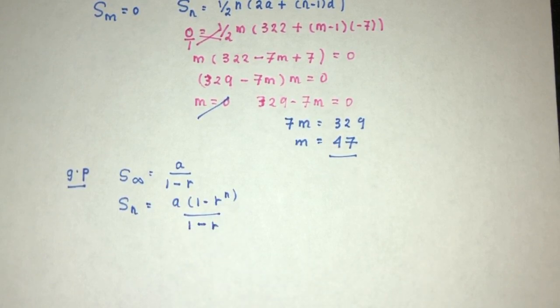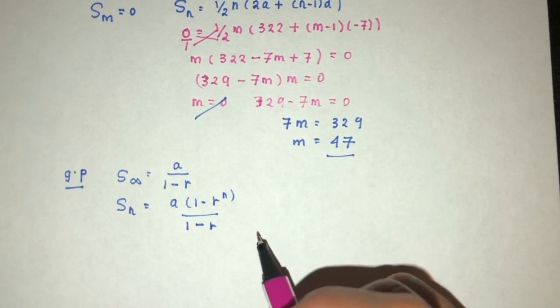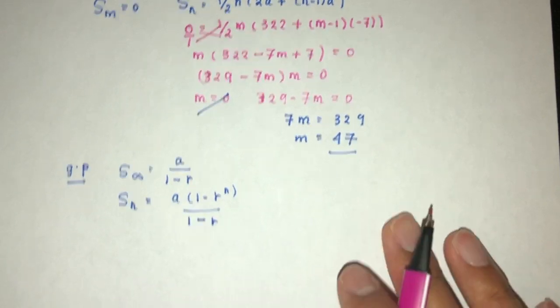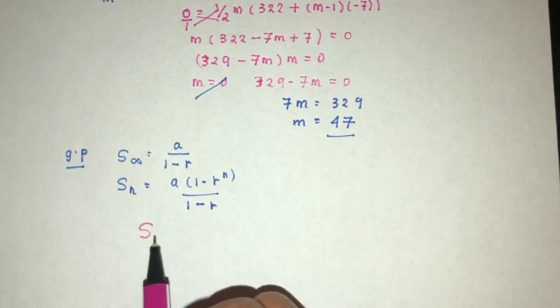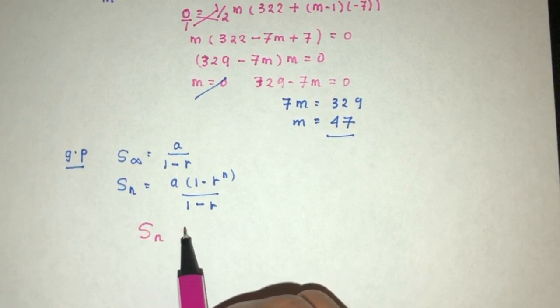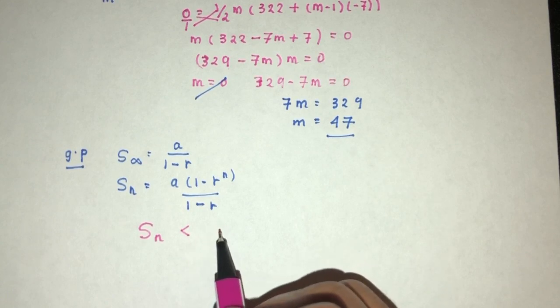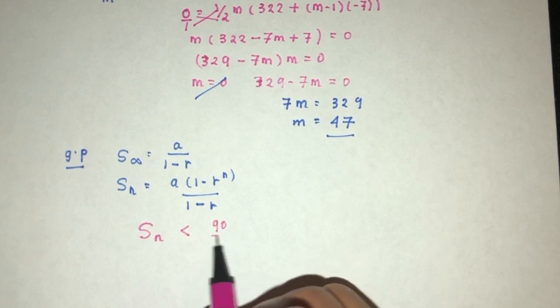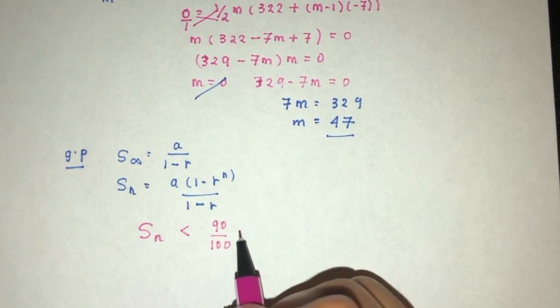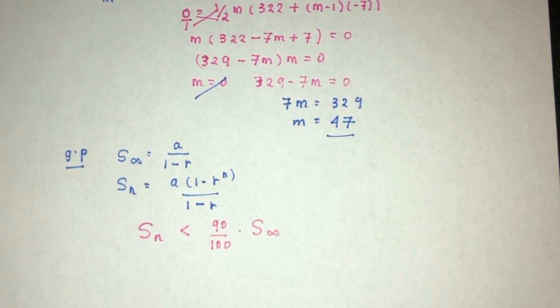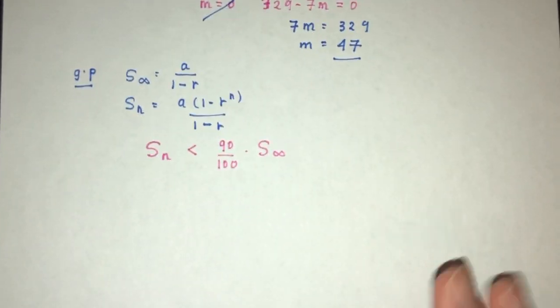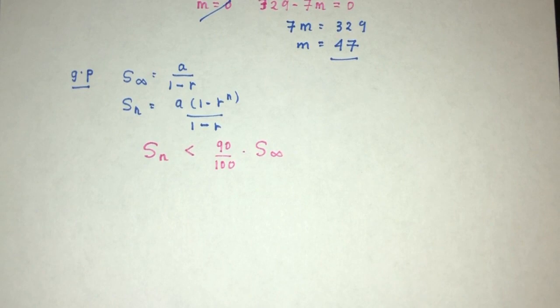Right. So we are saying that the sum of the first n terms is less than 90% of the sum to infinity. Okay, this is what is given to you. So we just have to replace and try to solve to see what happens.